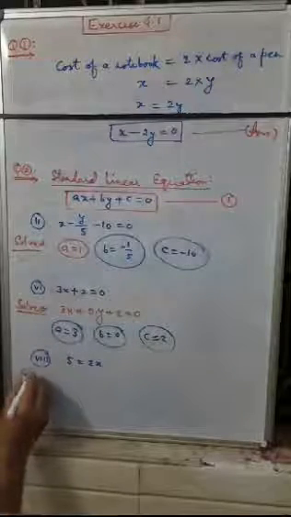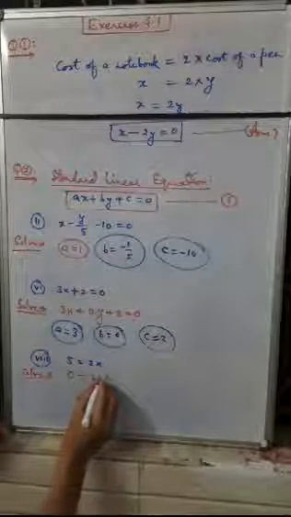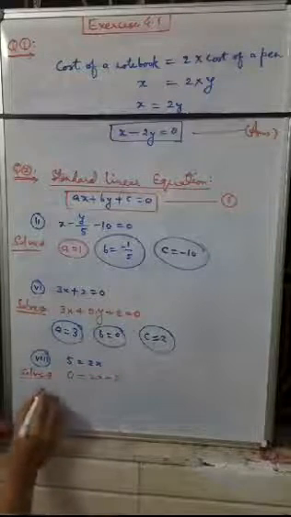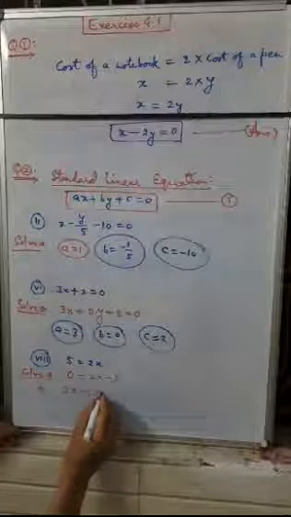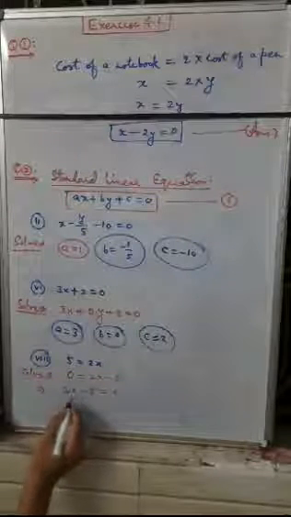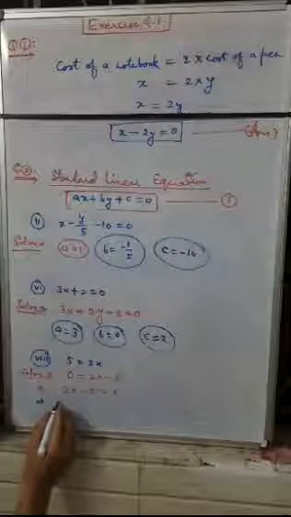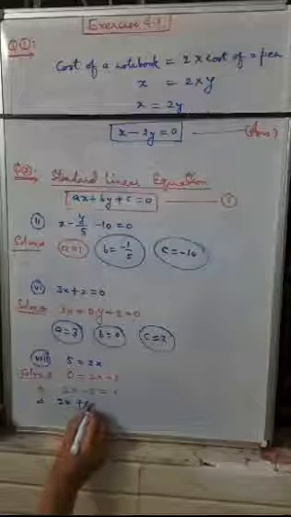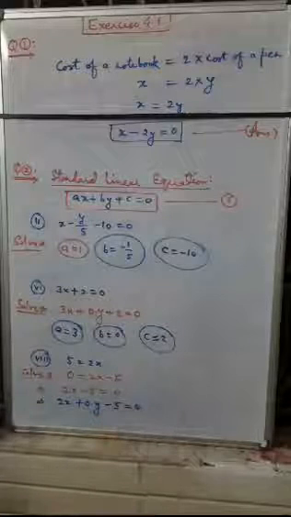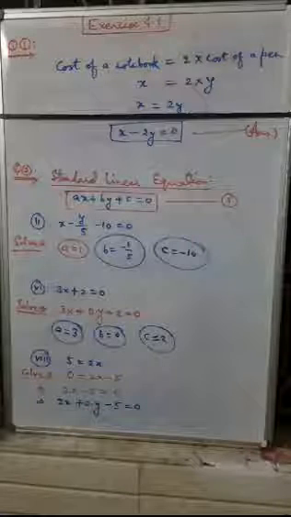Now we have another equation, 5 minus 5 is equal to 2x. We can transfer 5 to the right hand side, so it becomes 0. So 2x minus 5 is equal to 0 in standard form. But here we have only the term of x and a constant, so we can also include the term of y. So 2x plus 0 into y minus 5 is equal to 0. There is no effect on the problem if you add 0 into y, since 0 into y is 0.